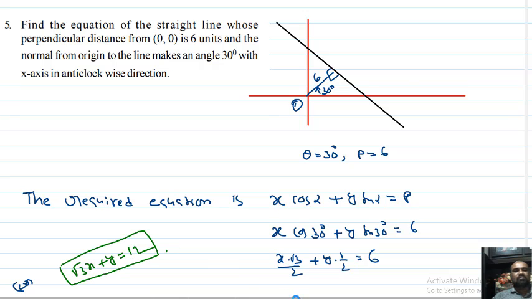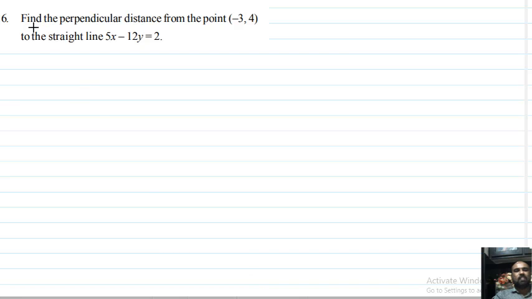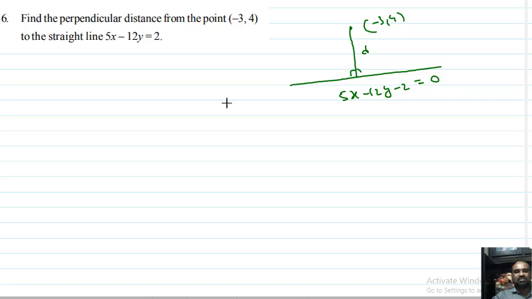This is the first problem. Second problem: find the perpendicular distance from the point (-3, 4) to the straight line. So it is an easy problem. The line is 5x minus 12y minus 2 equal to 0. Students, the given point is (-3, 4). We want to find the distance.